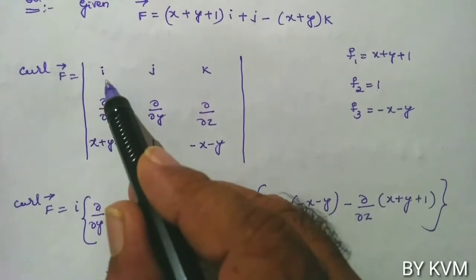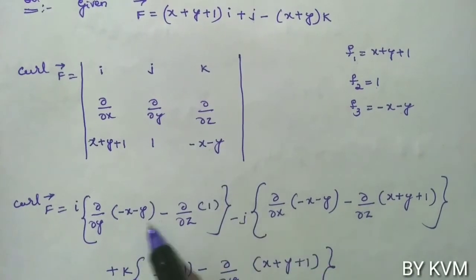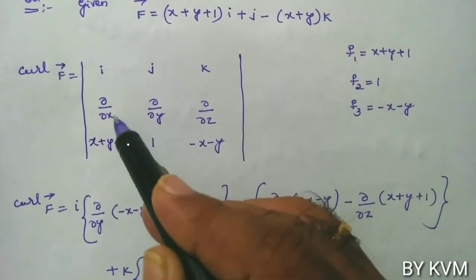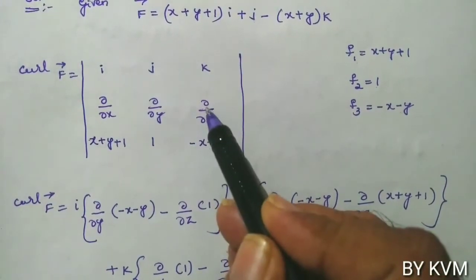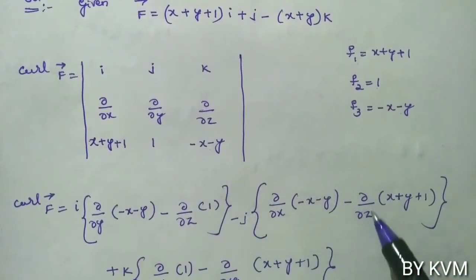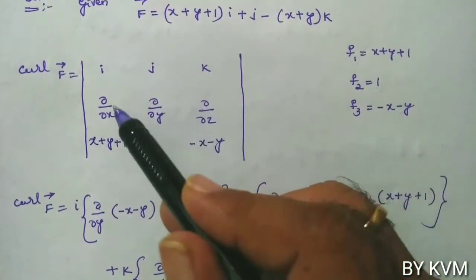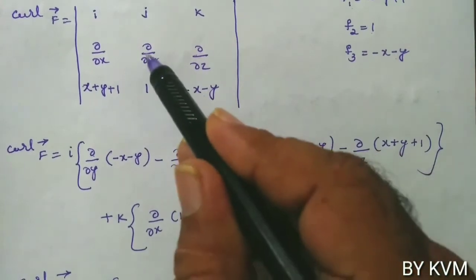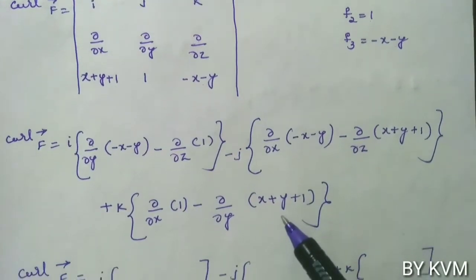So i into, we expand from the first row, first element, dou by dou y of minus x minus y minus dou by dou z of 1, minus j of dou by dou x of minus x minus y, minus dou by dou z of x plus y plus 1, plus k into dou by dou x of 1 minus dou by dou y of x plus y plus 1.